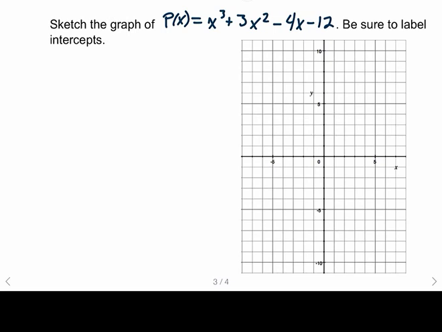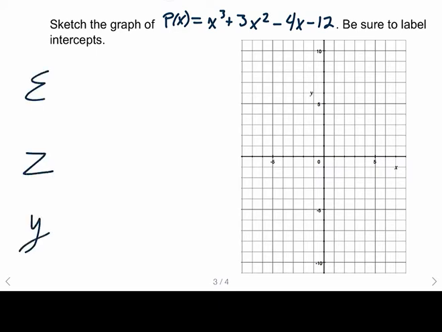Next, we have a polynomial, the expression of which is not even factored. We're going to sketch the graph of p of x is equal to x cubed plus 3x squared minus 4x minus 12. Be sure to label intercepts. Intercepts, those are like zeros. In fact, what we're going to do is factor the expression to figure out what the zeros are. That'll tell us the x-intercepts. But remember, we're going to graph the easy way.